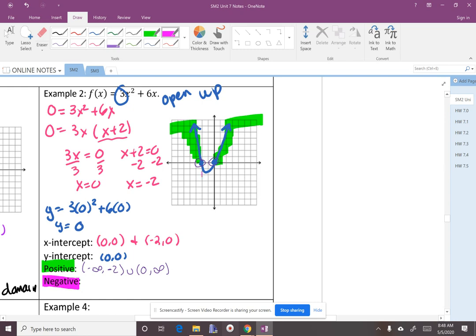Okay, and where it's negative is in this little section right here. So it is negative from negative 2 to 0. And if I check, I cover the whole domain. I go negative infinity to negative 2, negative 2 to 0, and 0 to infinity.